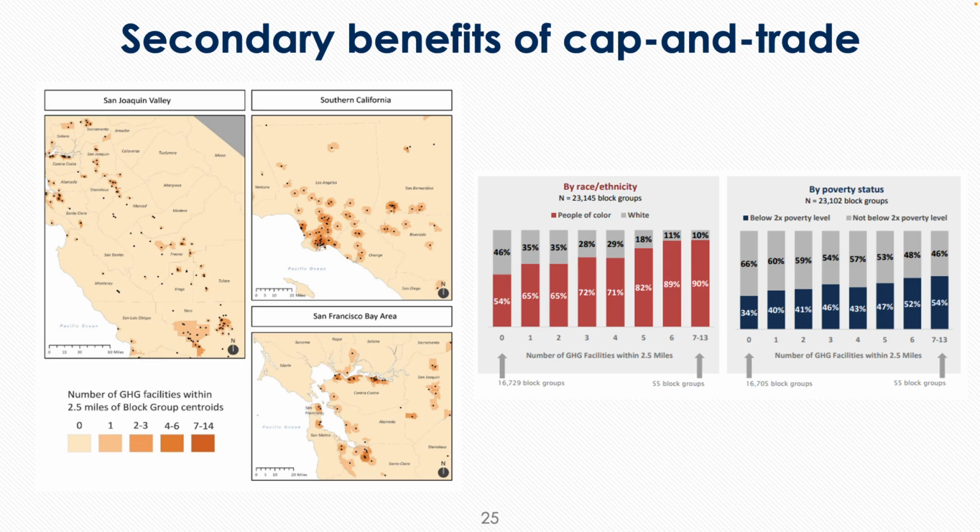Last one I wanted to talk about, secondary benefits of cap and trade. I think this is a nice little example where folks had done some explicit air pollution monitoring and modeling to look at the synergistic effects of having cap and trade.